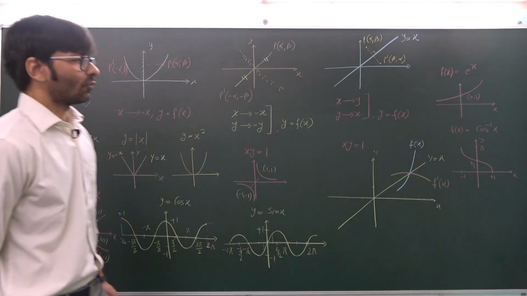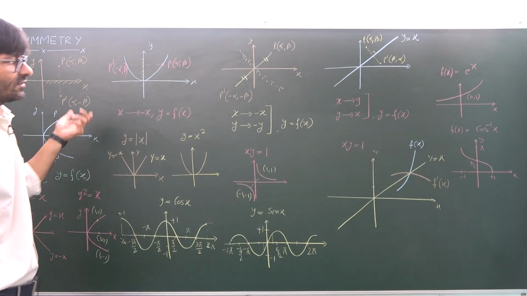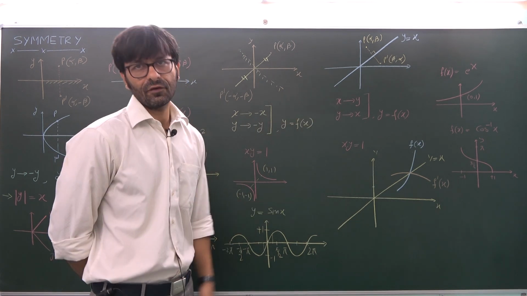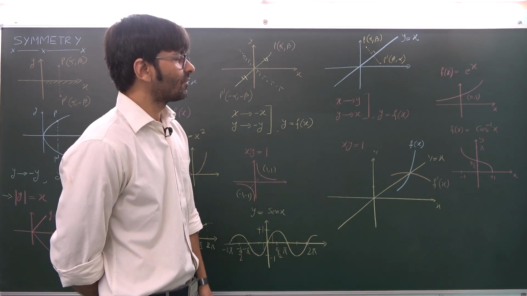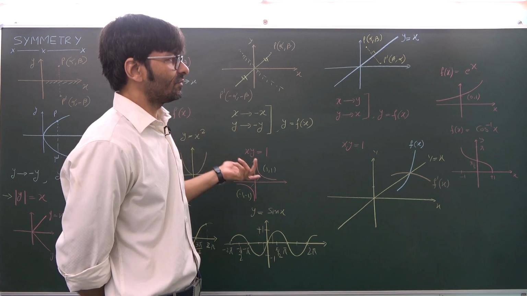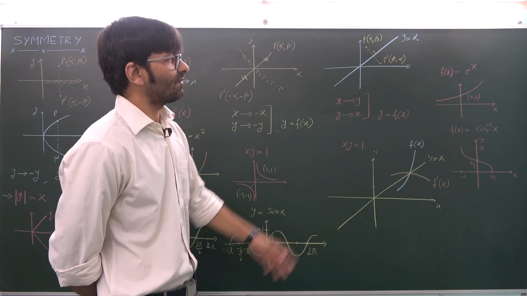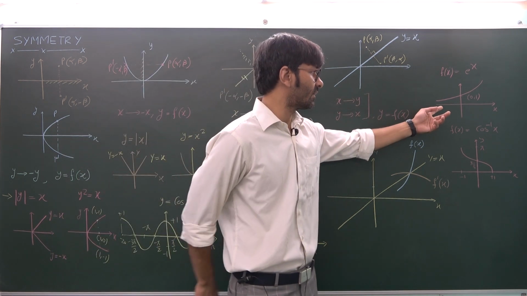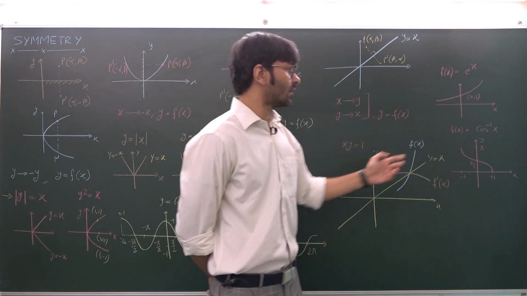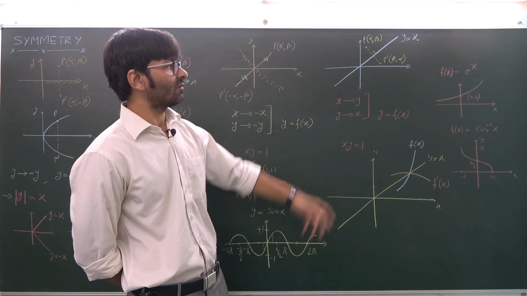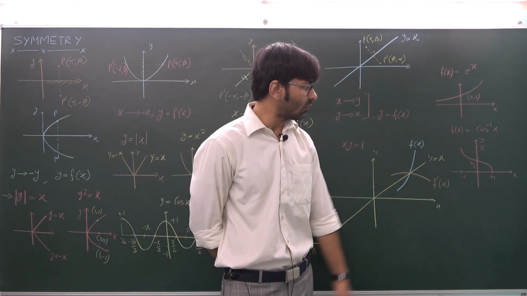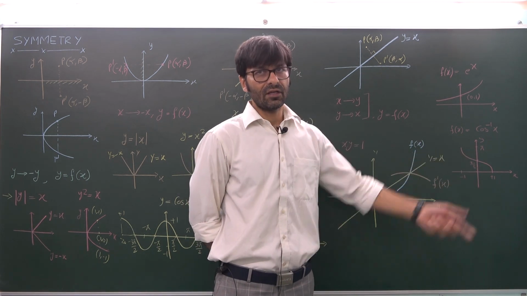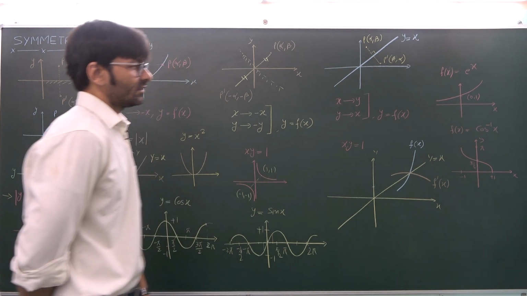Now we have discussed 4 symmetries: about the x-axis, the y-axis, in opposite quadrants, and about y equals x. There are many graphs which are not symmetrical about any of these. One of the cases is f(x) equals exponential, f(x) equals e raised to power x. The graph is not symmetrical about the x-axis, not the y-axis, not in opposite quadrants, not about y equals x. Likewise, f of x equals cos inverse x is not showing any of these symmetries. Okay, that's it for this lecture.